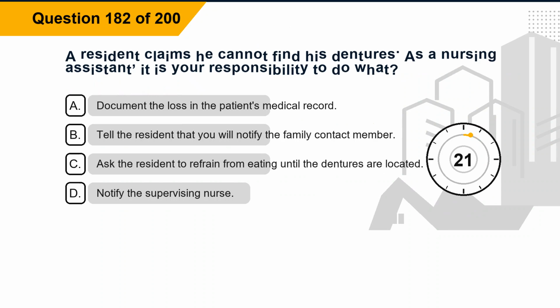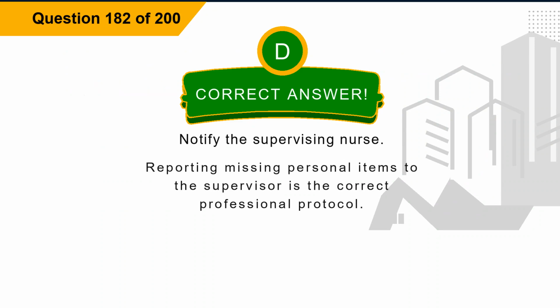Question 182. A resident claims he cannot find his dentures. As a nursing assistant, it is your responsibility to do what? Option A. Document the loss in the patient's medical record. Option B. Tell the resident that you will notify the family contact member. Option C. Ask the resident to refrain from eating until the dentures are located. Option D. Notify the supervising nurse. The correct answer is option D. Notify the supervising nurse. Explanation. Reporting missing personal items to the supervisor is the correct professional protocol.